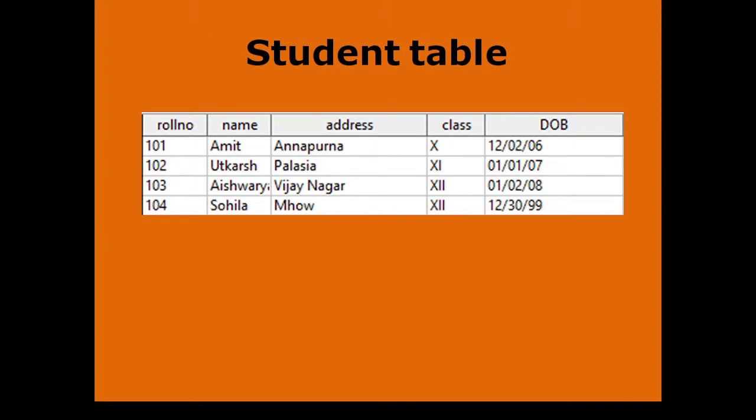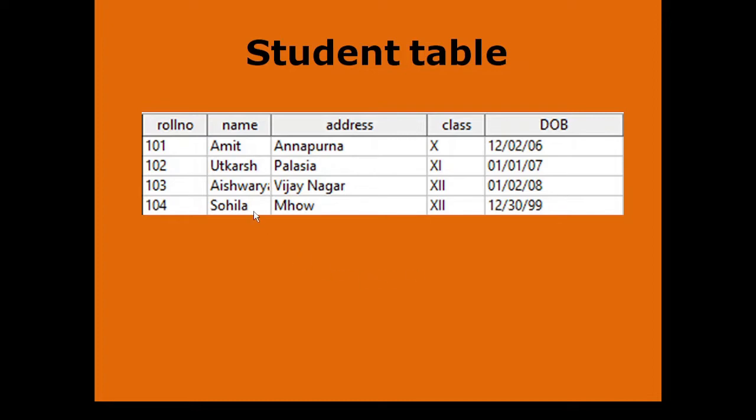So in this example, I am going to create a student table. The columns I'll be using in my table are: first is roll number, second one is name, third one is address, then fourth is class, and then date of birth. As you can see, my first column, roll number, has numbers without decimals, so I can use integer here.